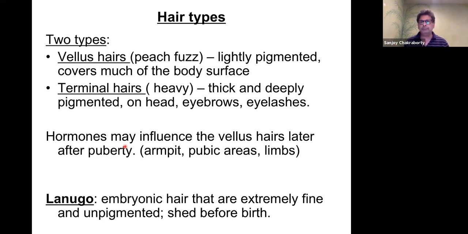Functionality is pretty much the same, but there is a group of hair that, during embryonic development, around the three-month period, the whole body generates a lot of thin hair. Those are called lanugo. They are extremely fine and unpigmented, and about 99% of the time, they shed before birth or right after birth. So we can call lanugo embryonic hair.